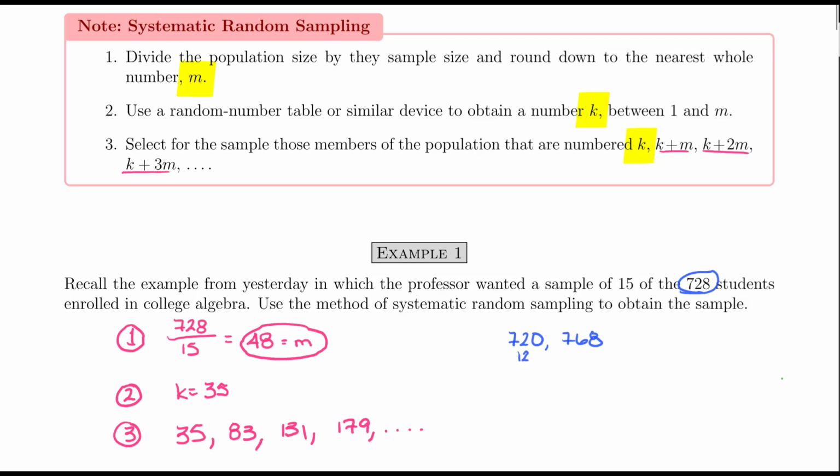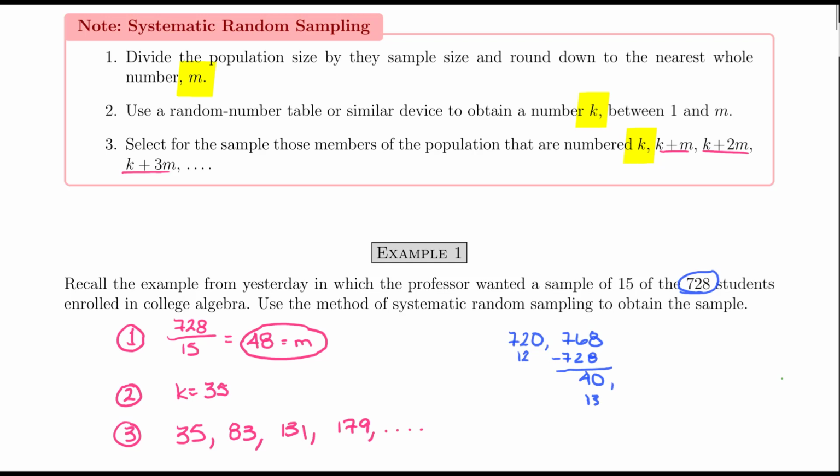So in a case like this, when you finally get to a point where you've exceeded the population size, you just take that very last number that is larger than the population set itself, and you subtract the size of the population from that number. And in this case, we get 40. So 40 would be the 13th person in the set.